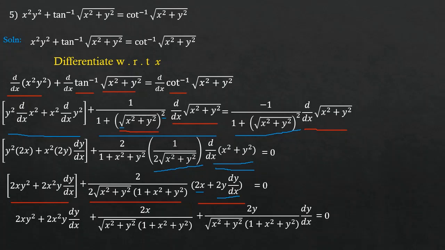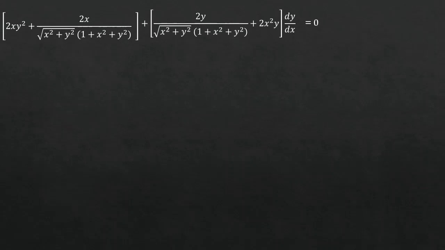Now collect the term having dy by dx and collect the term not having dy by dx. So this first and third term are not having dy by dx, whereas this second and fourth term are having dy by dx. So we'll write down. हमने जिस टर्म में dy by dx नहीं था उसको साथ में ले लिया, and the term having dy by dx उसको साथ में ले लिया, is equal to 0.